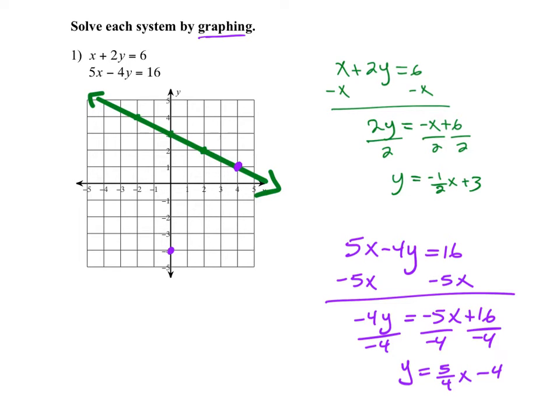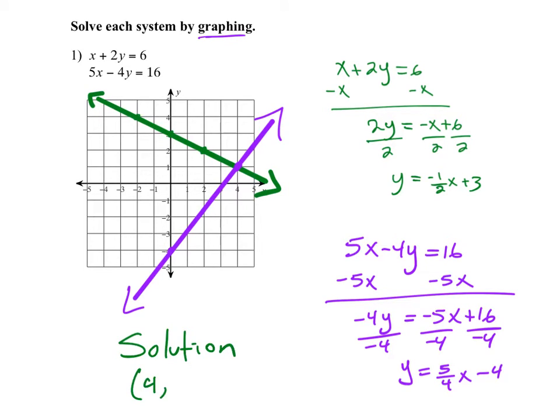I don't think that I have enough space to mark another point, so I'm just tracing my graph. That's the graph of the second function. So where's my solution? My solution is where those two lines intersect. So right here is my solution. The solution of this exercise is the point 4, 1.